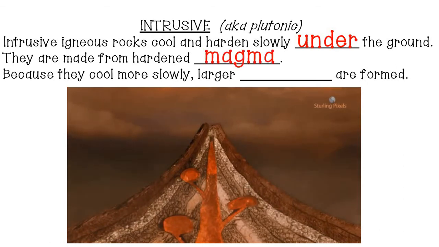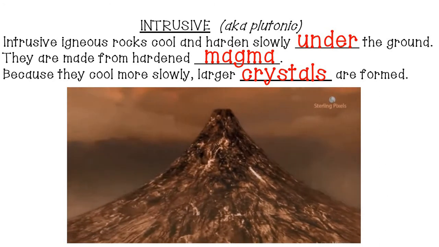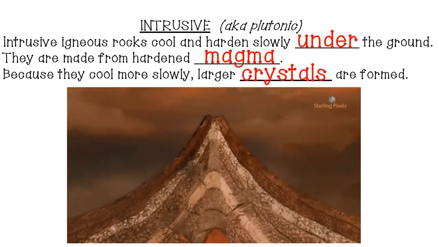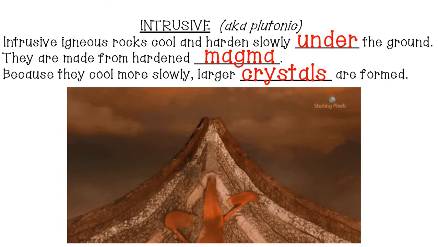And because of that, since they're underneath the Earth's surface, it's much warmer there. So they're going to cool much more slowly. It's going to take them much longer to form. And as a result, they have more time to arrange themselves into crystals. And so these intrusive rocks will have bigger, larger crystals. And they tend to be harder as well because they had more time to compact together and harden as one unit.